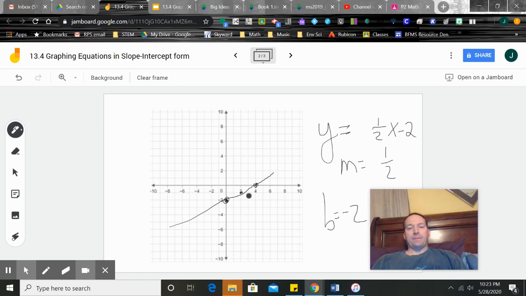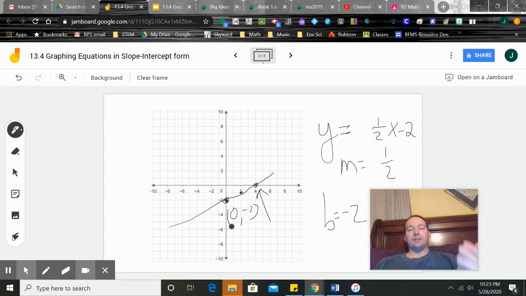So now if it asks you for the y-intercept, obviously it's -2. Now, yes, I know the y-intercept is 0, -2. I get that. But when we say y-intercept, we know it goes through the y-axis. We know the x-coordinate is 0. So we just say -2. You can also say 0, -2. But I think in big ideas, it's going to put it as -2.